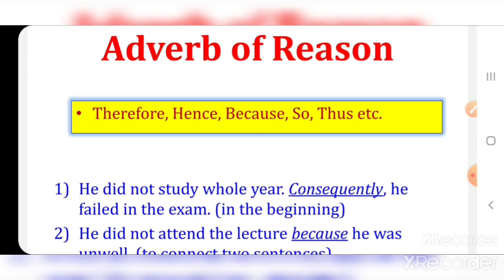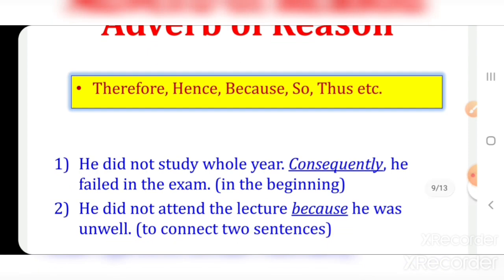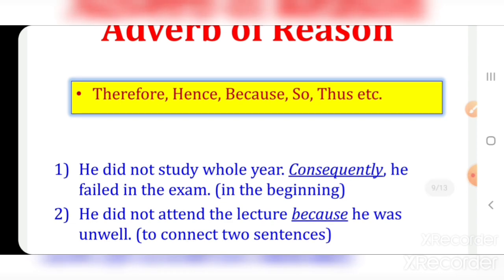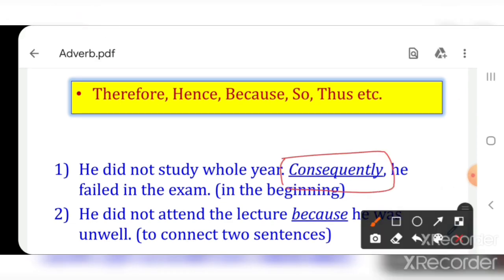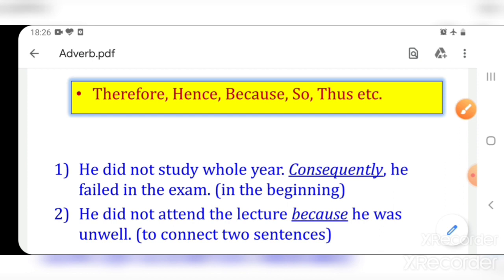Therefore, hence, because, so, thus, etc. Now first example is: he did not study whole year, consequently he failed in the exam. Now first sentence is telling what happened and second sentence why something has happened. So consequently word denotes why that action took place. So it is used in the beginning of the second sentence.